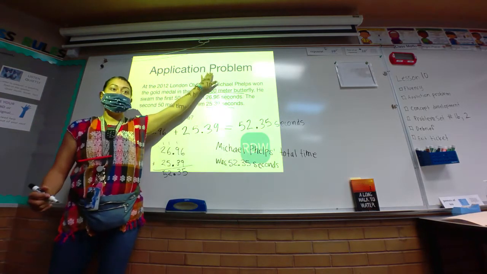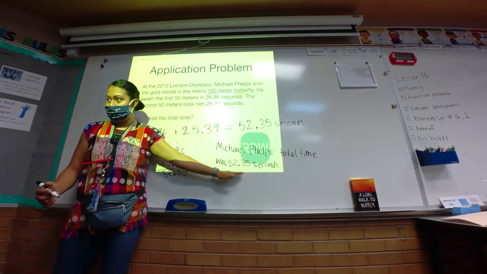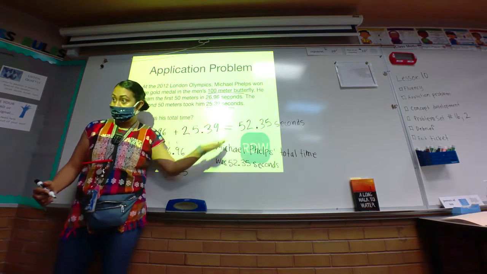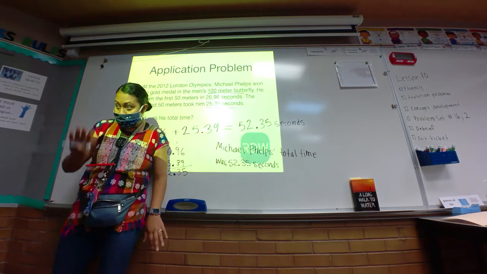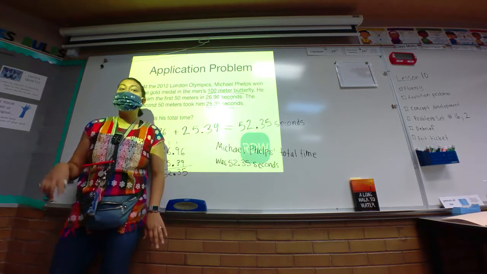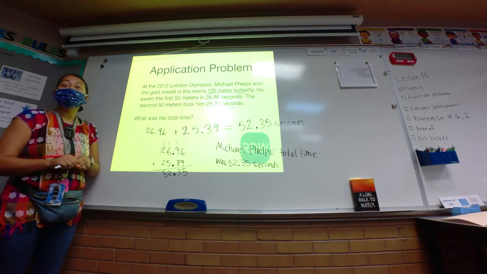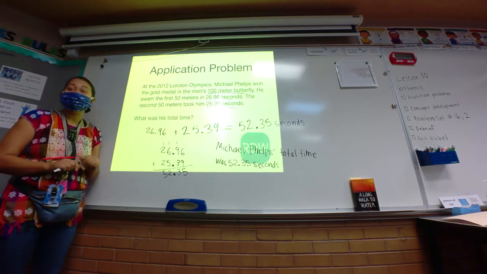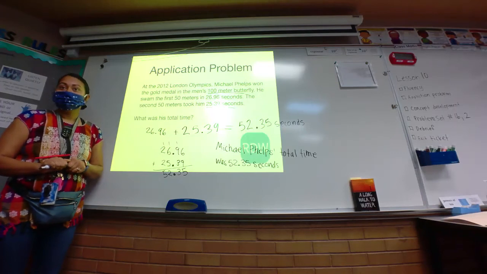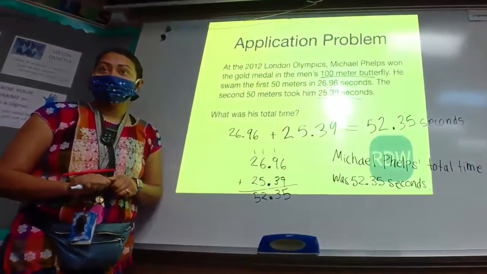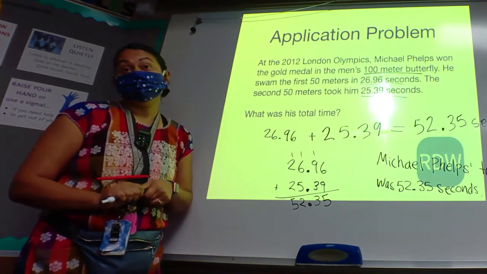Application problem, okay? Write down the whole sentence. Liam, write it down. Quickly. Thank you. And that's probably why he won the gold medal, because he's so fast. That's less than 1 minute. I wonder how fast the person in second place was. Probably 55 seconds.